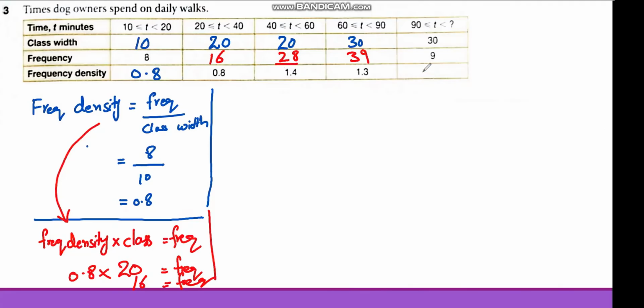For the last column, we know the class width and we know the frequency, but we don't know the frequency density. So we will again use the same formula: for frequency density, we divide the frequency by the class width. So we will divide 9 by 30, that is 0.3. It means the frequency density is 0.3. Look, we also don't know the upper boundary of this data, but we know the class width, which is 30. It means the difference of the upper boundary and the lower boundary is 30. So the upper boundary should be 120 over here, because if you subtract 90 from 120, we get 30.